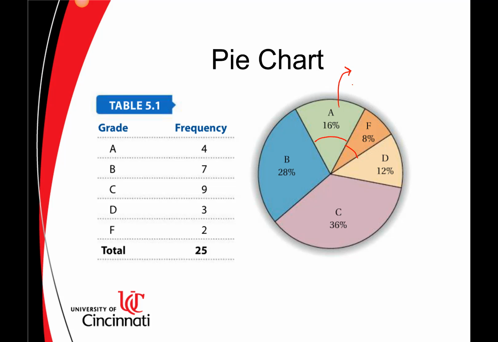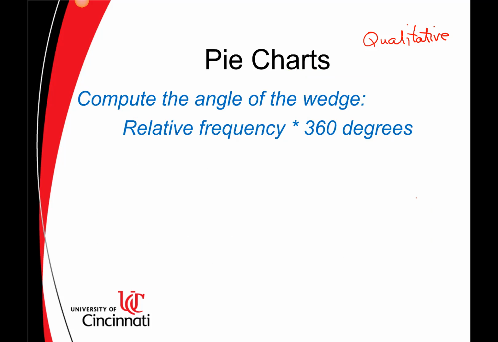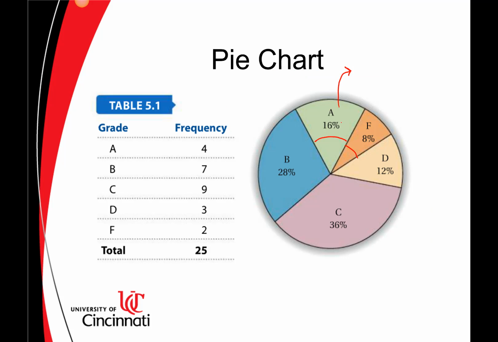Well, the nice thing here is, if we go back a couple, we could look at the A's and get the relative frequency, couldn't we? That's at 16%. This percentage right here is the relative frequency. To get the angle, you take the 16% converted back to a decimal, and you multiply it times how many degrees are there in a circle? 360.